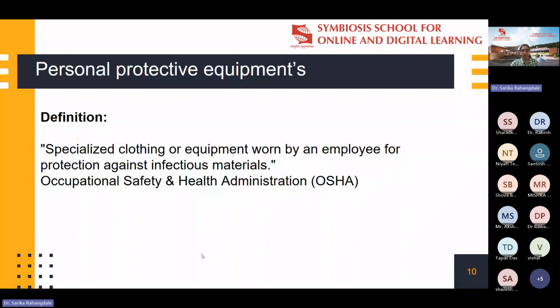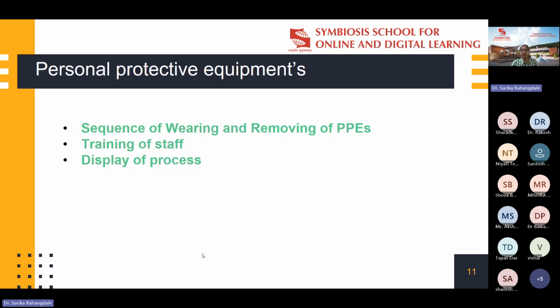Right. So next is personal protective equipment. It is specialized clothing or equipment worn by an employee for protection against infectious material. This is a definition from the Occupational Safety and Health Administration. In your hospital, recently since COVID, the PPE kits have gained more importance. So donning and doffing of the PPE kits: whether the staff are being trained about it or not. So this is all related to the PPE kits.